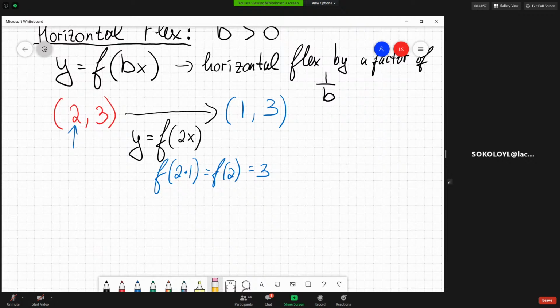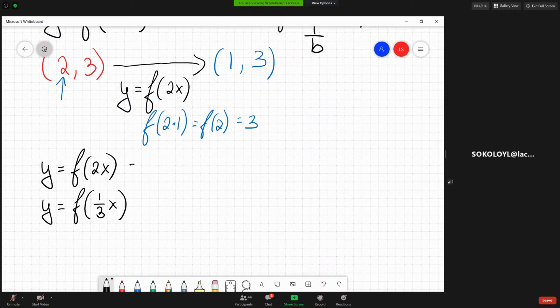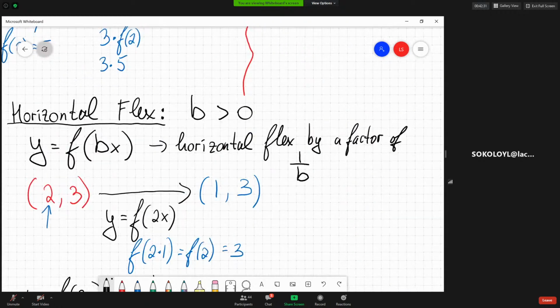Yeah, let me try to write it. If I have y equals f of 2x versus y equals f of 1/3 x, right? So in this case, my b is equal to 2. In this case, my b is equal to 1/3. Because they're inside the function, I know that this is a horizontal flex by a factor of 1 over b. So that's important to remember, that it's not a horizontal flex by a factor of b, but instead it's 1 over b.